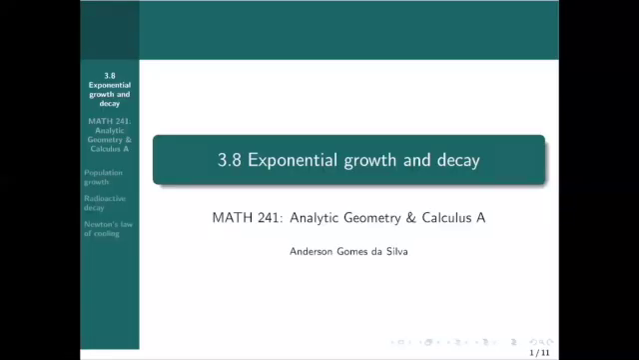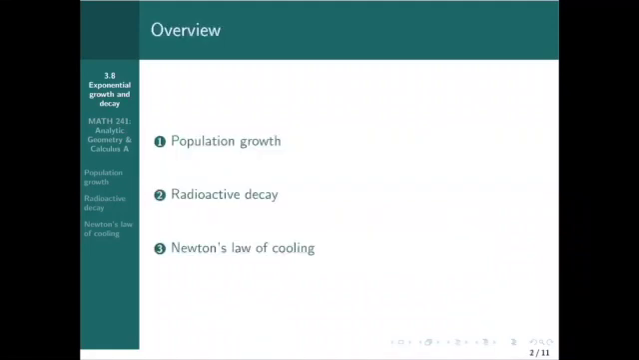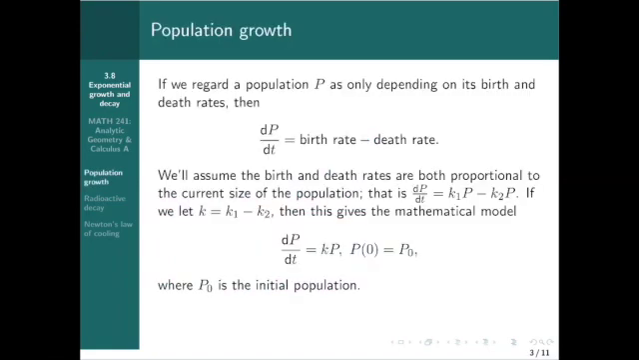Hi folks, this video covers section 3.8 of the textbook, Exponential Growth and Decay. Today we're going to see three examples of application of differentiation. The first one is population growth, the second one radioactive decay, and the third one is Newton's law of cooling.